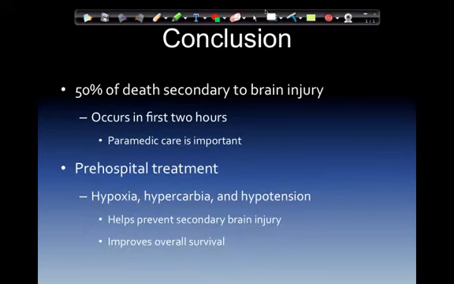In conclusion, 50% of death secondary to brain injury occurs within the first 2 hours. The paramedic care is important. Pre-hospital treatment should be focused on the stopping of hypoxia or hypercarbia or high CO2 levels and low blood pressure or hypotension. It helps prevent secondary brain injury, improves overall survival.